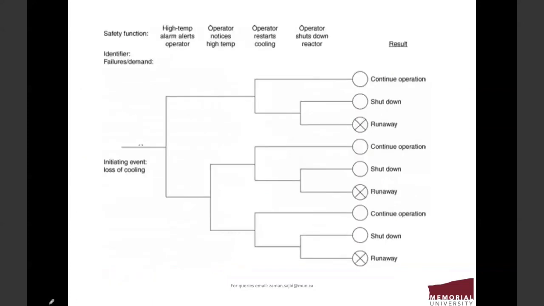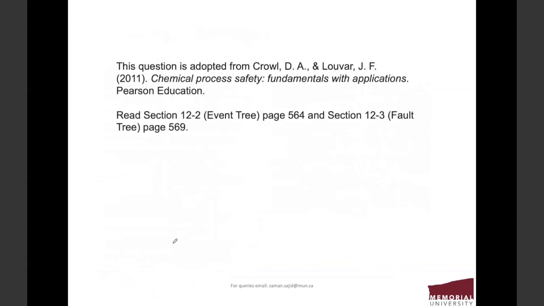Folks, this is the solution once you work on it. This question I adopted from this book, the Crowl and Louvar book, and you need to read section 12-2, which is based on the event tree. It is at page 564. In section 12-3, there are fault analysis problems on page 569. In order to save you time finding this section or the chapter, I will also make this available on D2L.